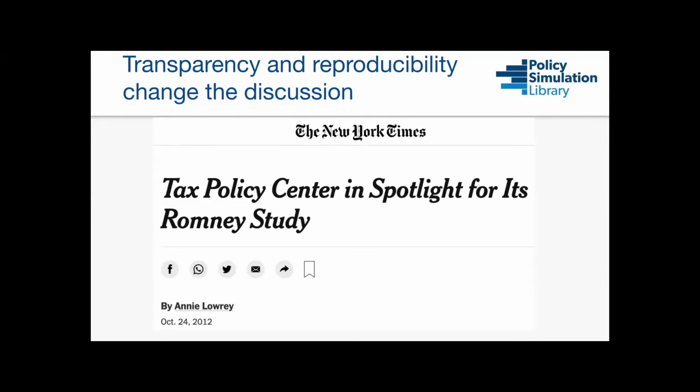And this led to, in my opinion, a diminishing of Tax Policy Center's reputation, because they're hiding behind these proprietary models, not sharing those underlying assumptions. Again, that more recent analysis where they're using open source tools like those in the Policy Simulation Library is going to change that discussion.